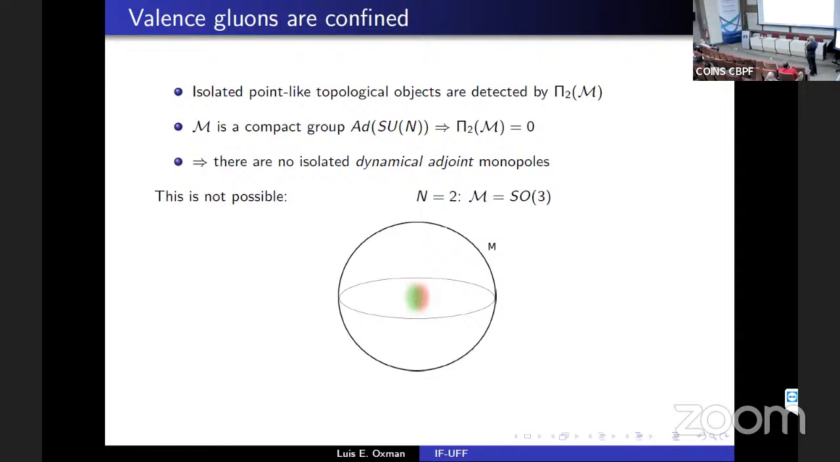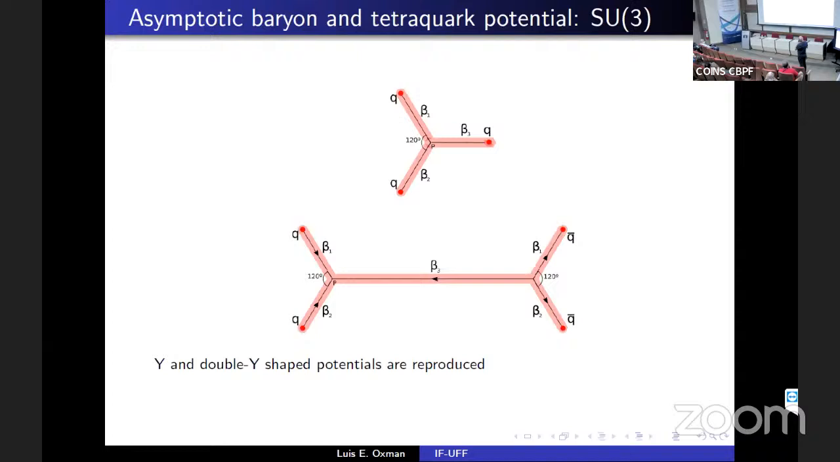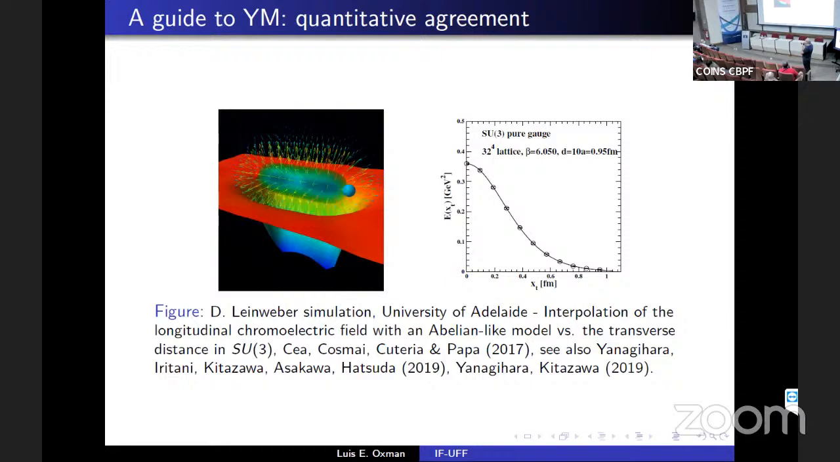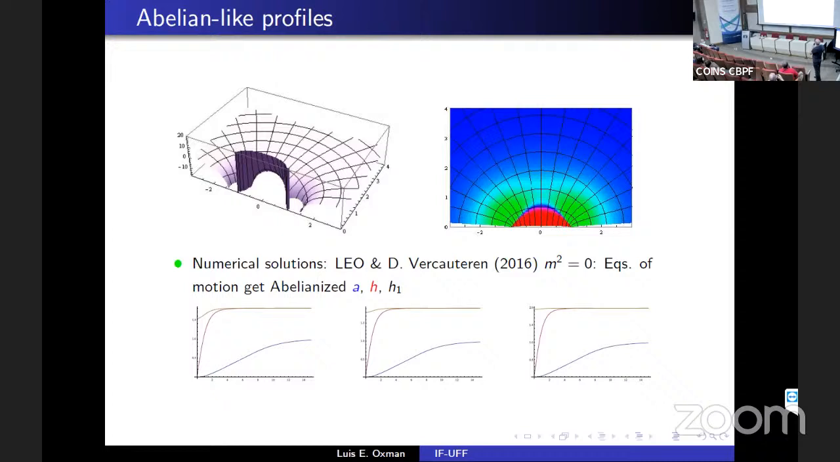So this is the result, this is already established. I made this proposal in 2018, but since then we have been working with David and Gustavo on these different effective models and ensembles. You also have the tetraquark potential, which is a double Y-shaped, and between quarks you have the Y-shaped potential, which is seen at asymptotic distances. So this is also reproduced, and the profile of the electric field of the confining flux tube is Nielsen-Olesen. And in these non-abelian models, this is the previous calculation we did with Verkatering about the abelian.